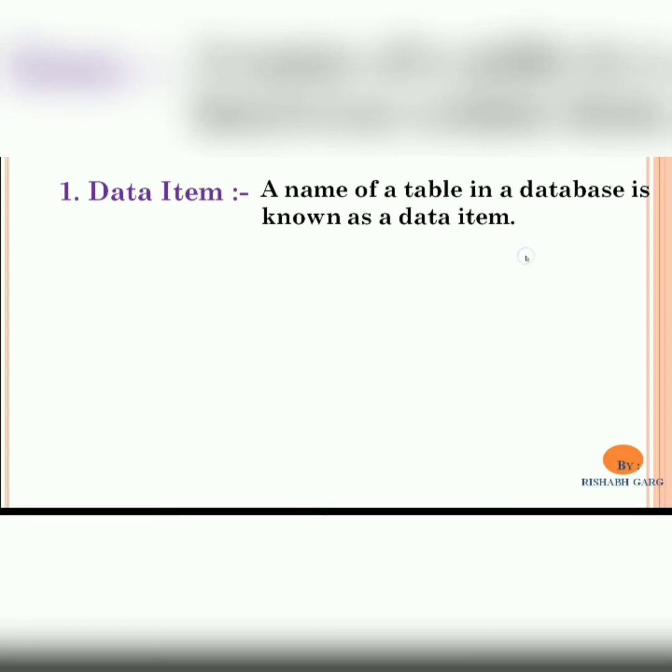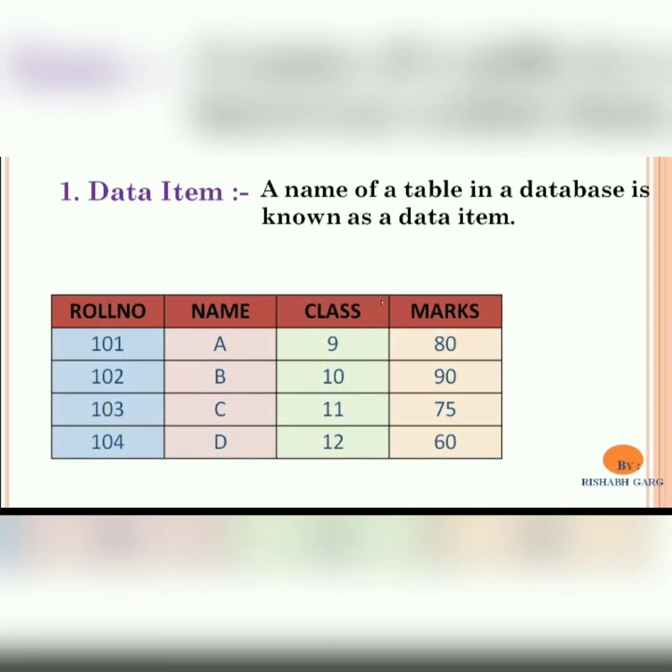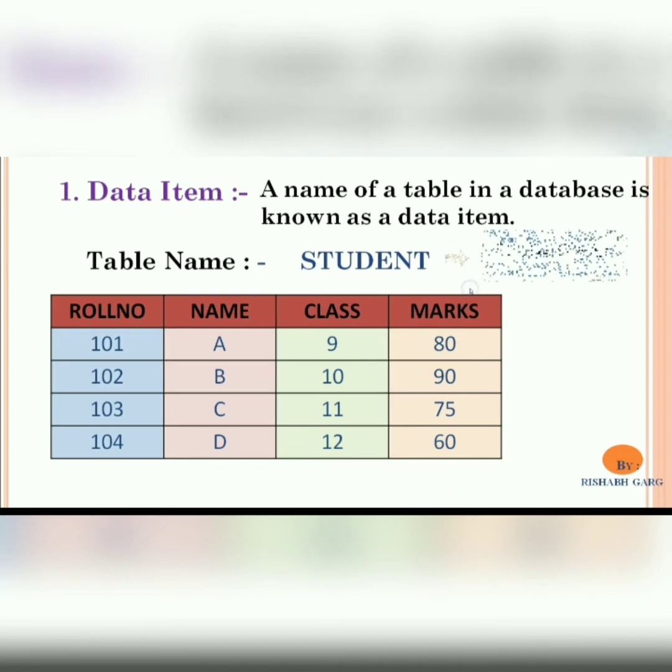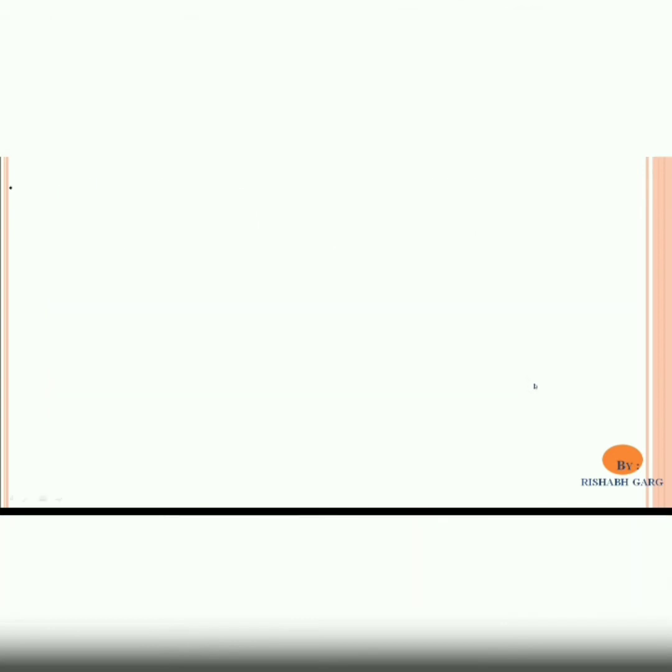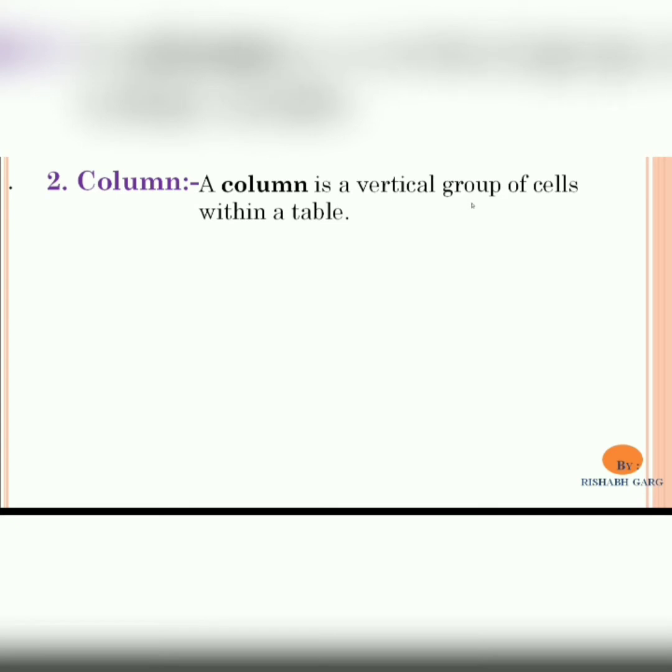Let's see an example to understand this. Suppose we have a table in our database and the name of the table is student. So in a database, table name is represented as a data item. I hope it's clear to all of you. Number 2, column. A column is a vertical group of cells within a table.